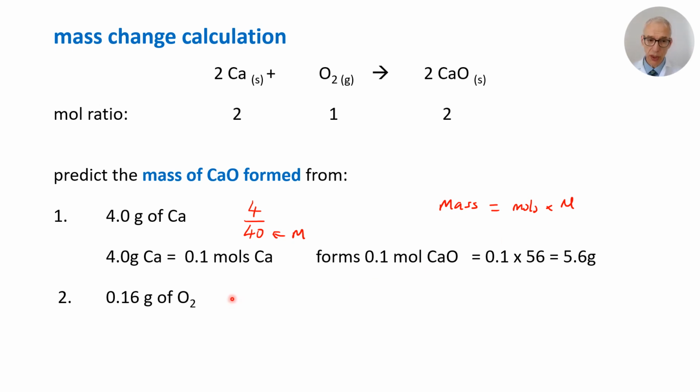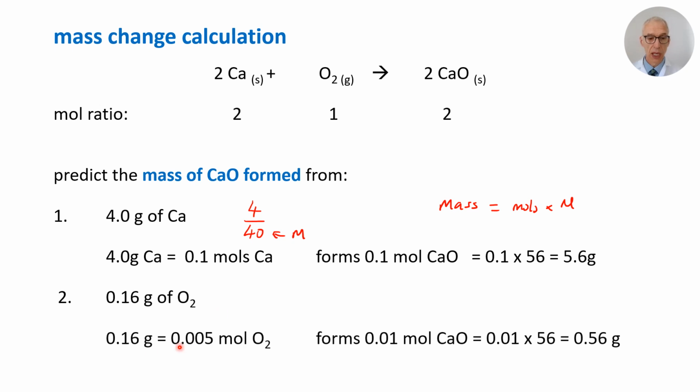Problem number 2, what is the mass of calcium oxide formed starting with 0.16 grams of oxygen? Pause, complete the calculation, then come back to check and correct. Okay, so to reveal, we convert 0.16 grams into 0.005 moles of oxygen by dividing by 32. Each oxygen is 16, there's 2 oxygens, 32.